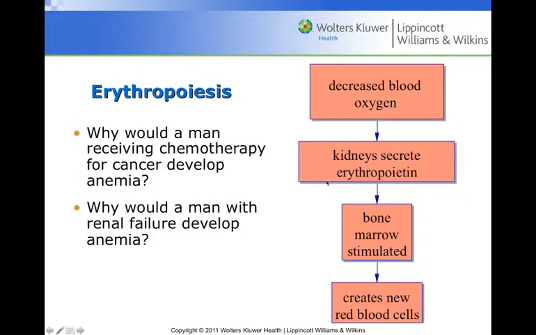Why would a man with renal failure develop anemia? Well, renal means kidney. Kidneys secrete erythropoietin. If the kidneys are failing, in addition to not forming urine, they're no longer secreting erythropoietin, so the lack of erythropoietin, or EPO, would be a cause for anemia in someone with renal failure.